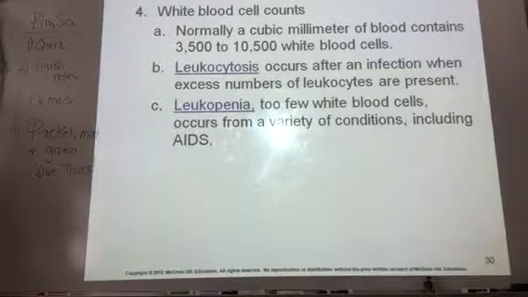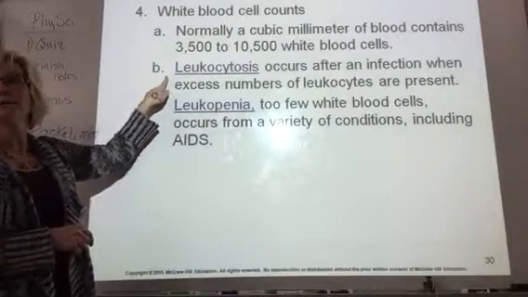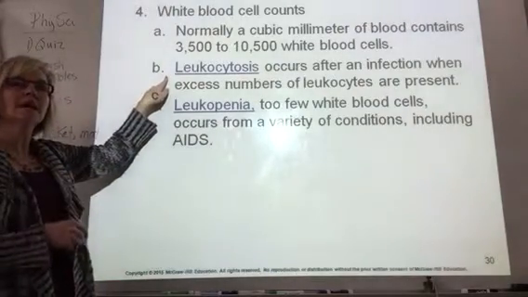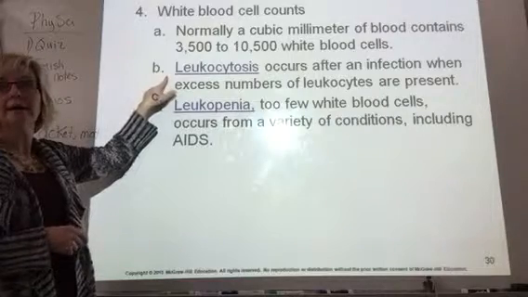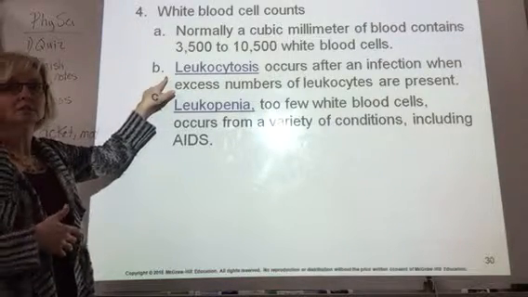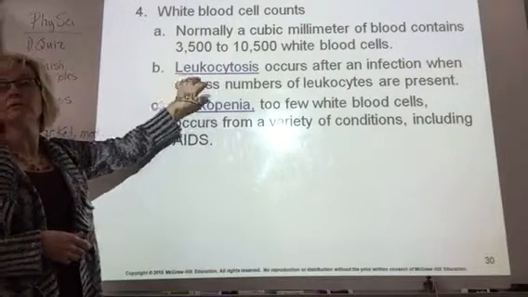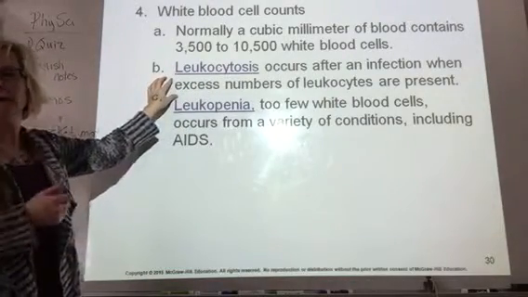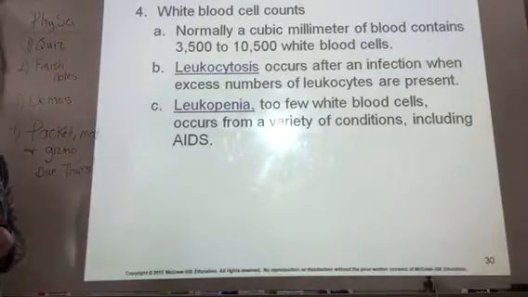If we look at white blood cell counts, notice these are a lot less. Red blood cells were 4.2 million. White blood cell counts, at the high end, are usually around 10,000. So a big difference. Leukocytosis occurs after an infection, and that means a high white blood cell count. If you go to the doctor and you have a bacterial infection, typically you're going to have leukocytosis. Your white blood cell count will be higher because your body is trying to fight off that infection.